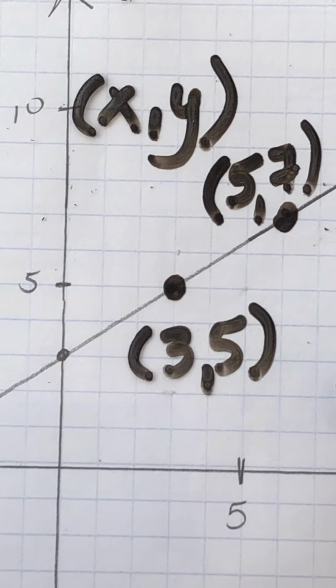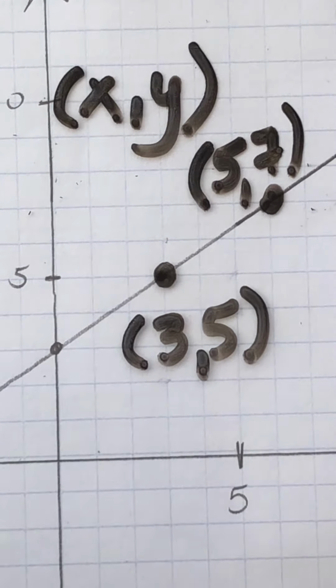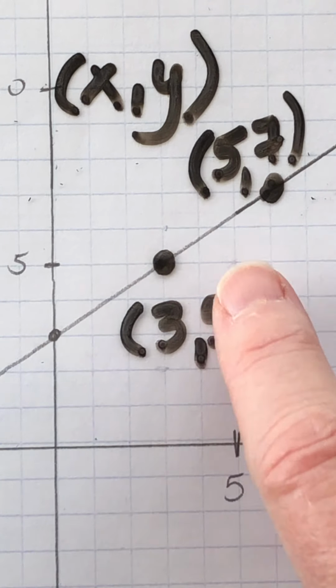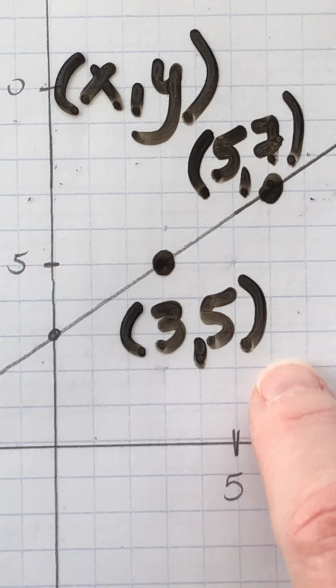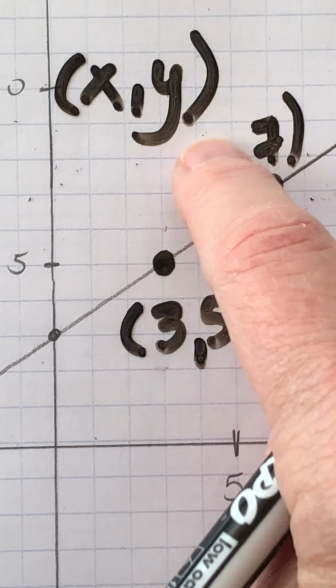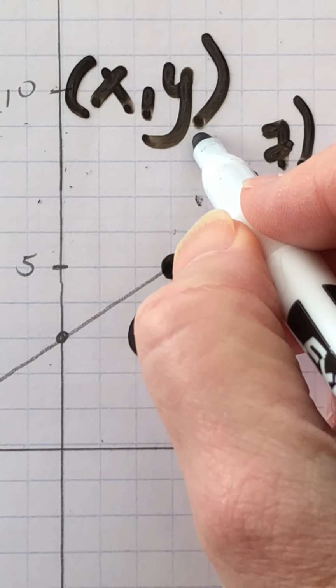I made a little boo-boo, and some of you might have caught that, and I just caught it now. The second point, it's not 5, 7. I actually came over 6 grid lines and went up 7. So that point is actually 6, 7. So some of you may have caught that.